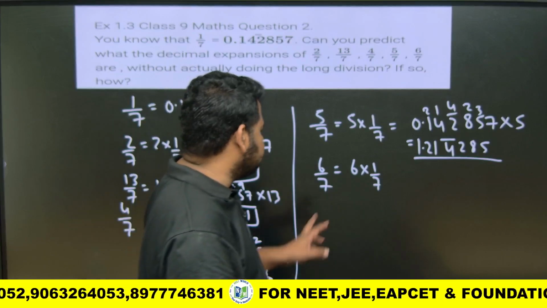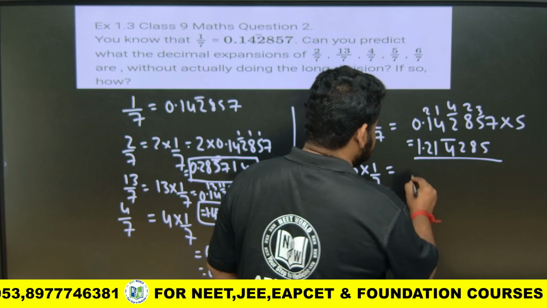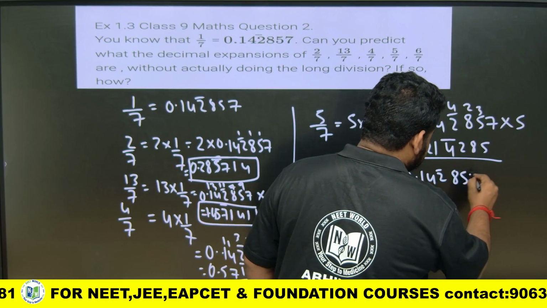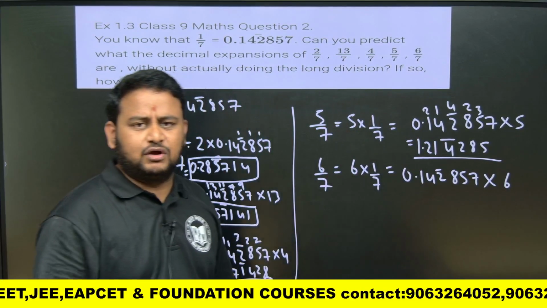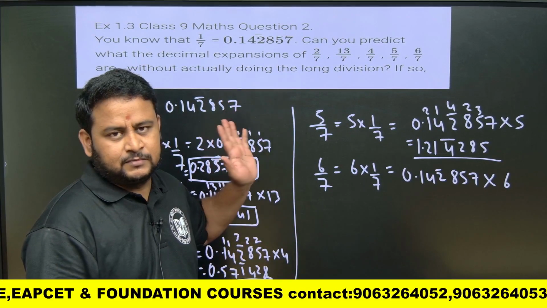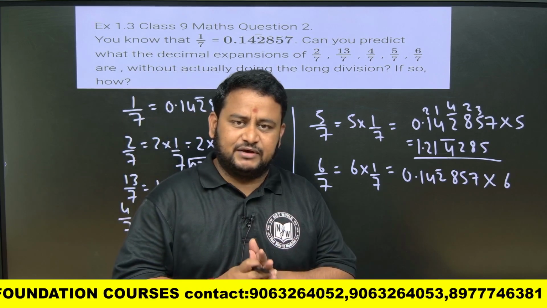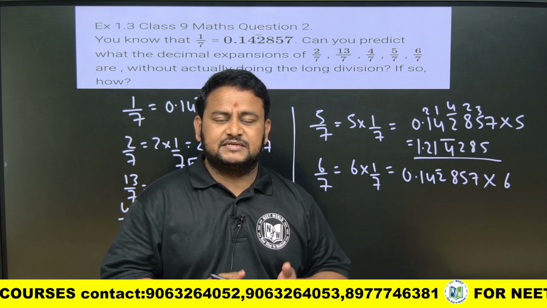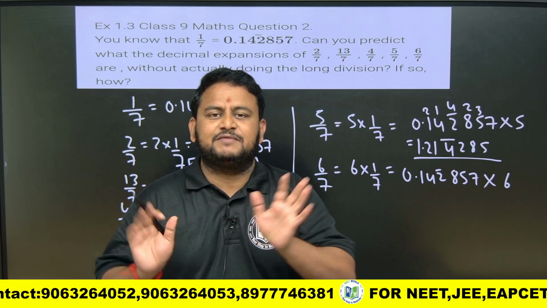Let us have a look at this question. This is given as 6 into 1 by 7. So I should write 0.142 bar 857 into 6. If they give, it's not just 1 by 7, they can give 1 by 17, they can give anything. They will give the decimal. If 1 by 17 the value is given and they ask you to find 27 by 17, at that time you should multiply the decimal value of 1 by 17 by 27, that's it.